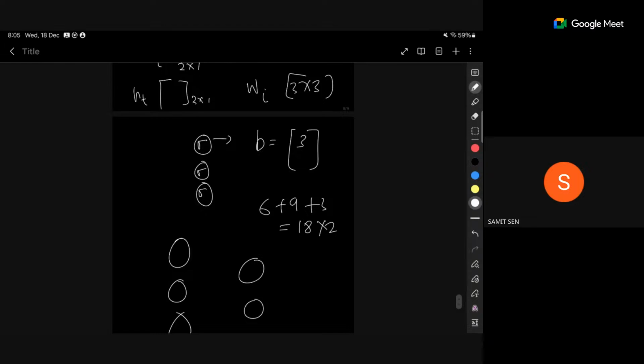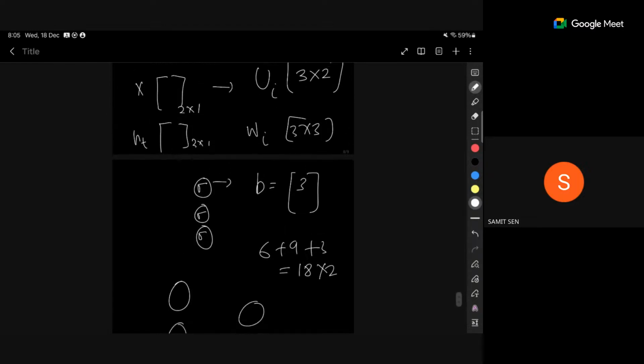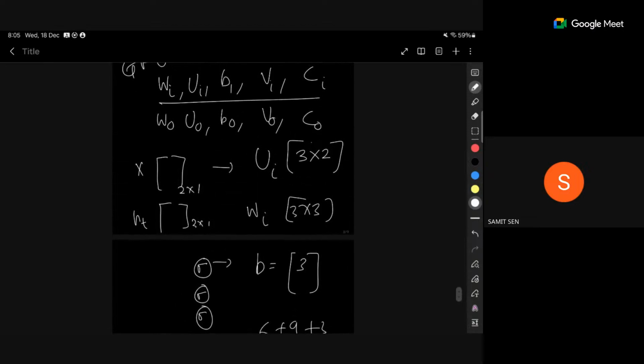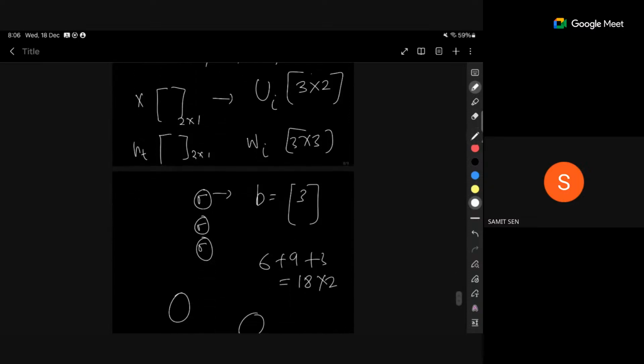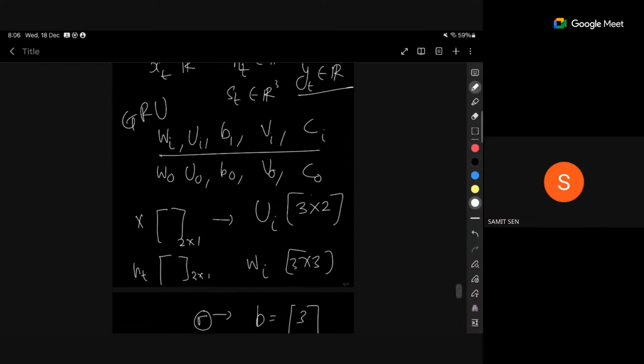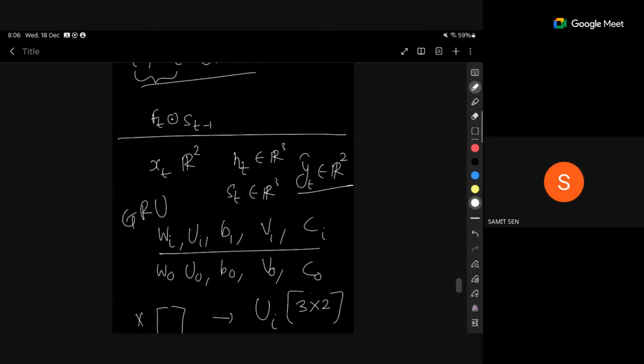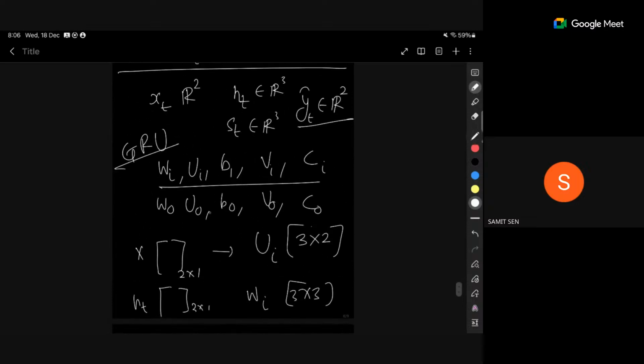Because you have only one output. So 3 into 2 plus 2. Because you have 3 Ws. W's are 3 into 3 only. No, W's are 3 into 3, but you have 3 sets of that. No, for GRU, only 2 sets are there. That's what I said, that if it is GRU, we have 2. If it was LSTM, then I would have had the forget gate also, which we don't have now. GRU doesn't have a forget gate. It has only 2 gates, input and output, you can say. But you still have that plain capital W, capital U.